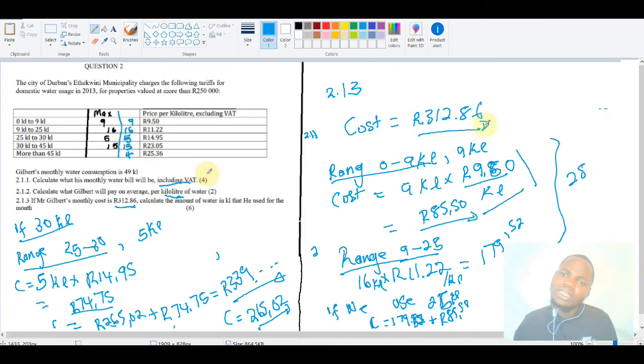But then what did he pay? He paid 312 rand 86. What is the implication of this? This is telling you that this guy has used more than 25 kiloliters of water and also less than 30, because the moment he uses 30, the price becomes more than the given one. The given one is 312. That means the range of water used here is between 25 and 30, right? But you cannot calculate 30 because 30 gets to be more than the given value.